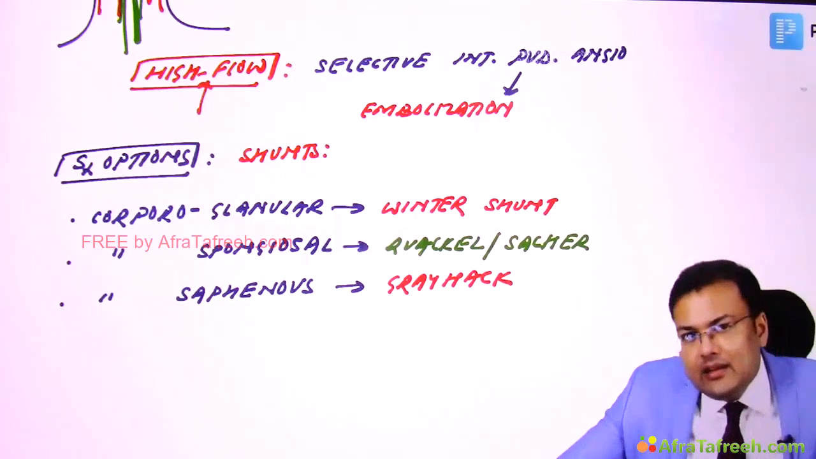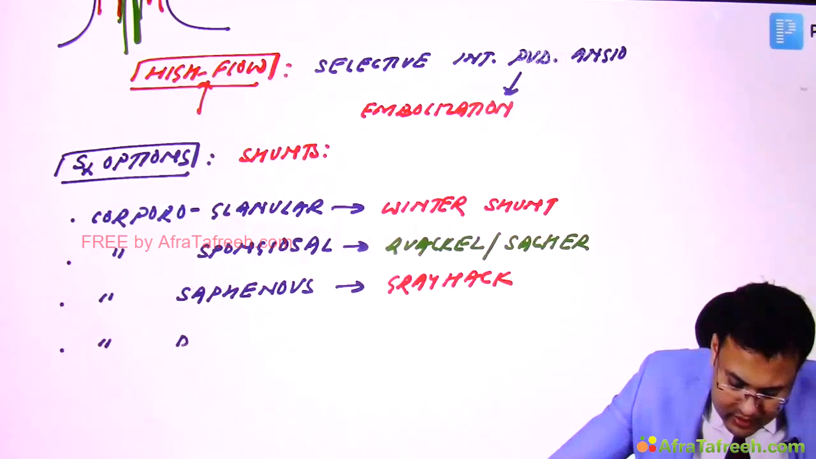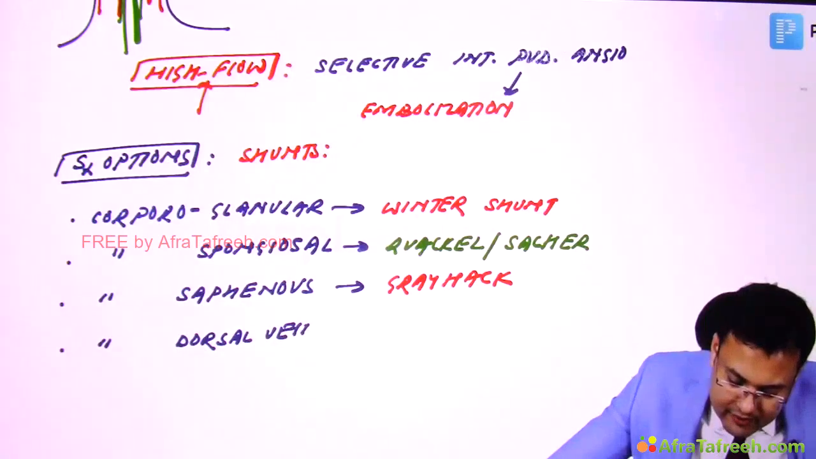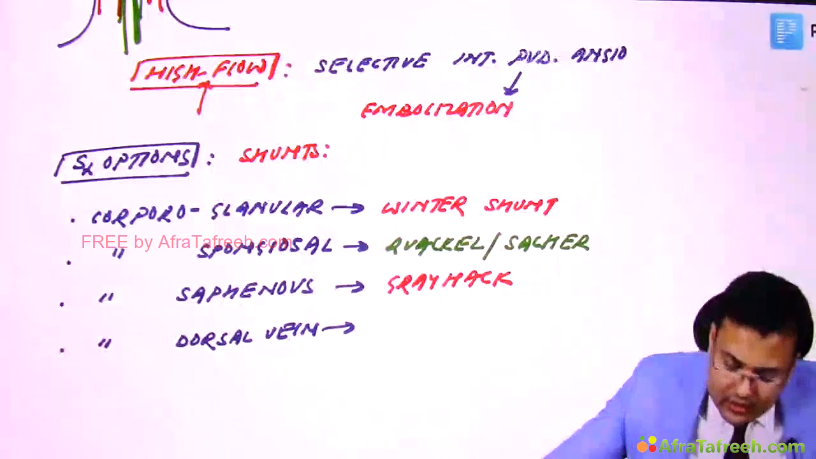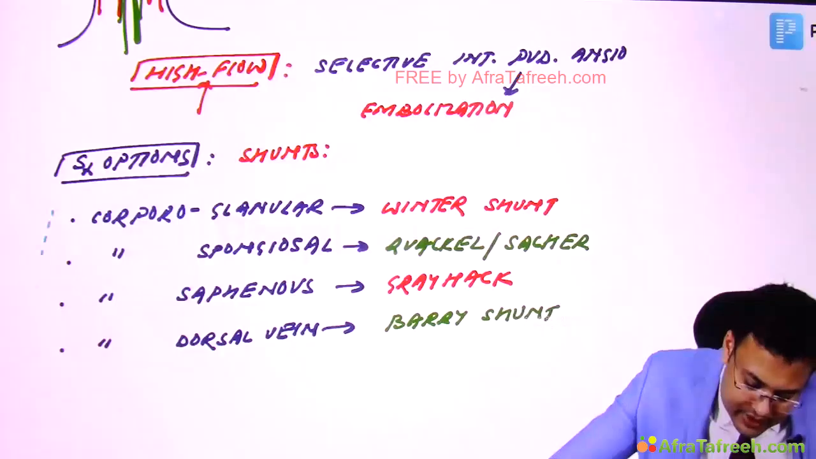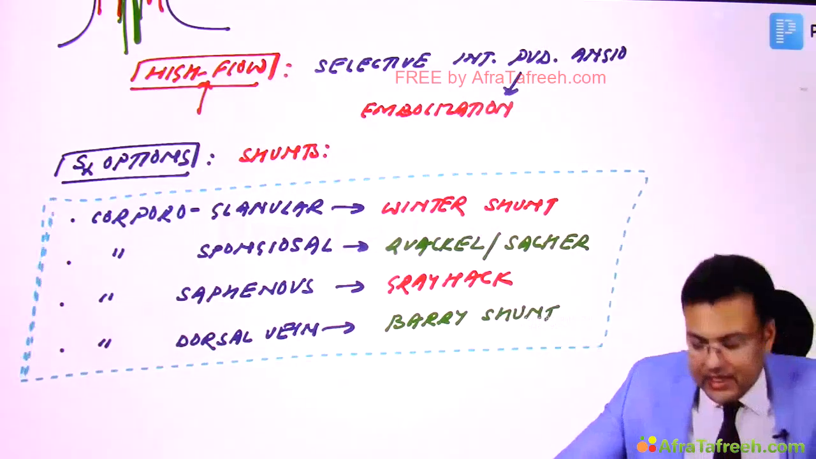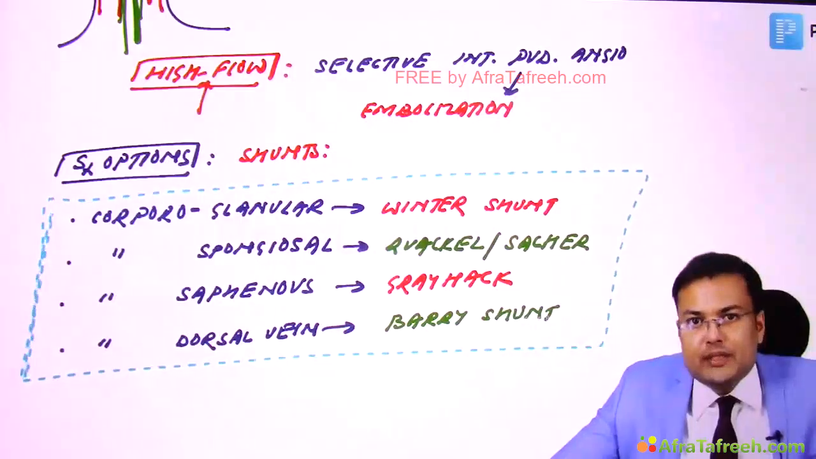Right? And the fourth is corporodorsal vein shunt. It is created between corpora and dorsal vein of penis. And what's the name? The name of this shunt is Barry shunt. Right? So these are the questions which are asked. These are one-liner questions of all India. So these are the named shunts performed for priapism.